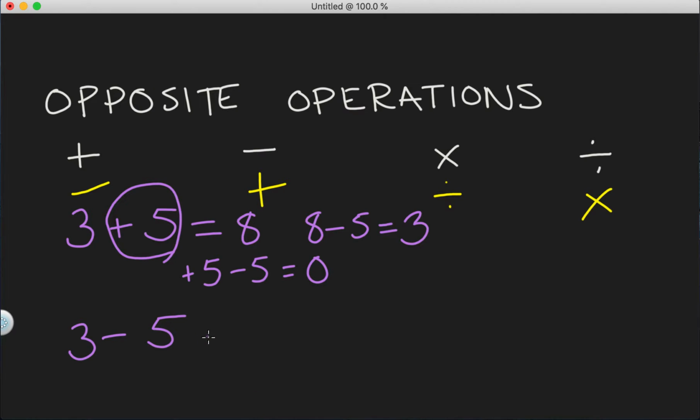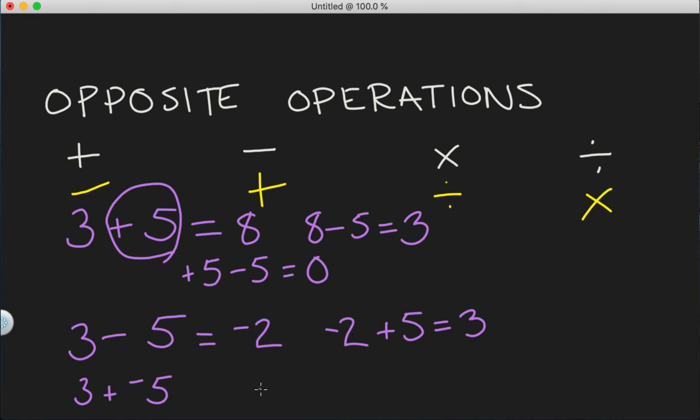Looking at the next example, 3 minus 5. Remember, this is a keep, change situation. This is a battle. The negative will win. When we subtract the values, we end up with a -2. So 3 minus 5 is equal to -2. If I start with the -2 and I do the opposite of minus 5, that would be a plus 5. We would end up back at 3. So that's what makes them opposites.